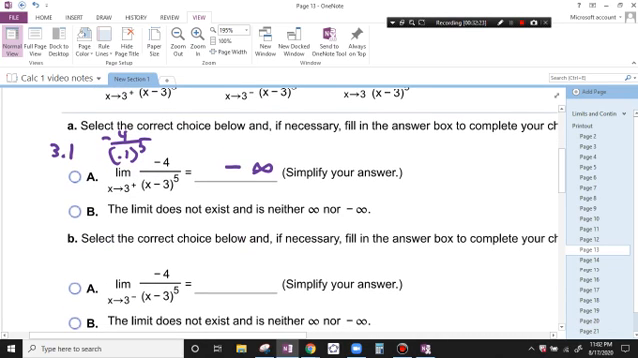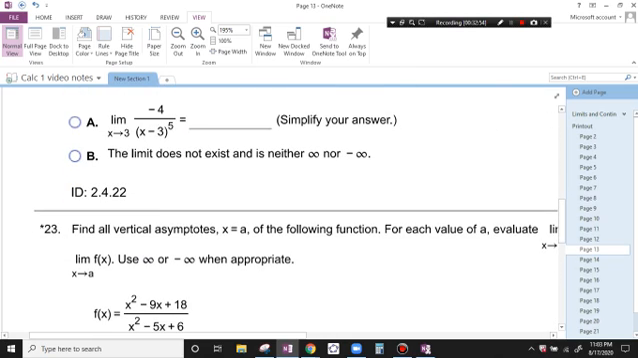From the left, if I put in negative 4 over, and I put in the number 2.9, 2.9 minus 3 is negative 0.1. Negative 0.1 to the fifth, I can calculate this, but a negative number to the fifth power stays negative. The numerator is negative. The whole thing is positive, positive infinity. Oh my goodness. The limit from the right is negative infinity. The limit from the left is positive infinity. The limit itself does not exist and is neither infinity or negative infinity.